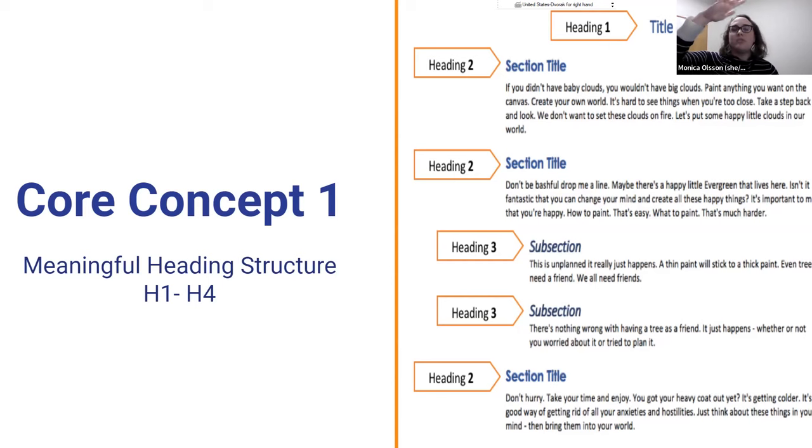And you want to use your heading levels in chronological order. So you're not gonna skip from heading level one to heading level three because you like the way heading level three looks on your page, for example. You need to use heading level two first and then apply heading level three as a subsection, for example. Okay, I know there's probably some questions about meaningful heading structure and how to actually do that in a document. We're gonna practice soon, so hang tight. We're gonna move on to the next concept.